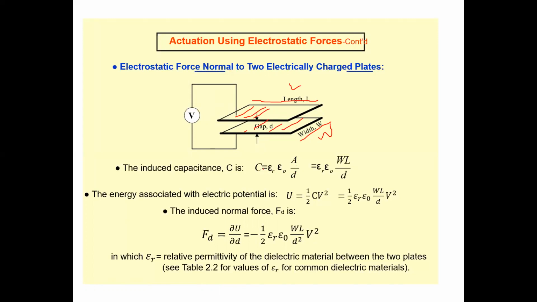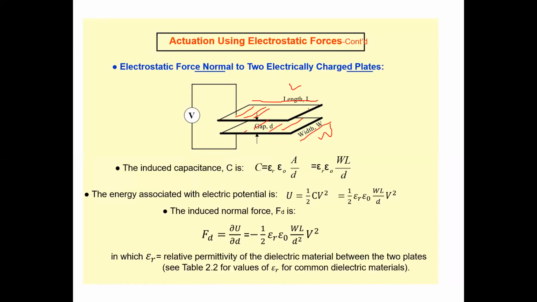So C equals epsilon R epsilon naught A over D will be the capacitance generated between them. A is basically the overlapped area, the area that is overlapped by both plates, and D is just the gap between these two plates, just like a capacitor. The area means W into L, and this is the overlapped area.